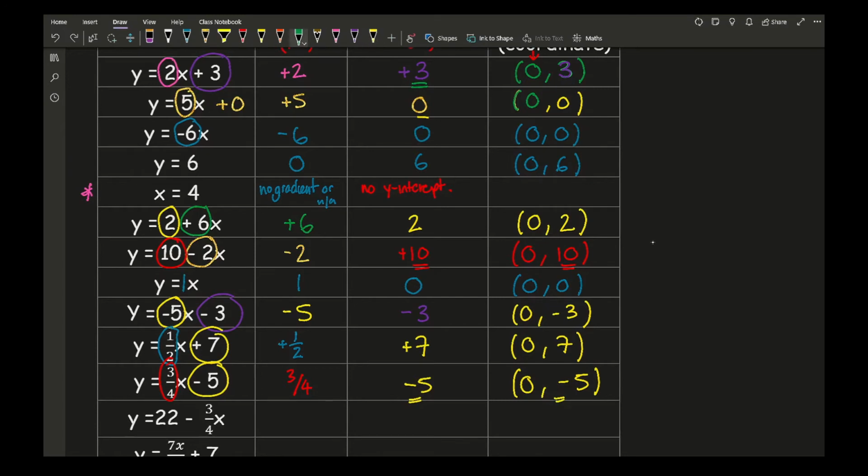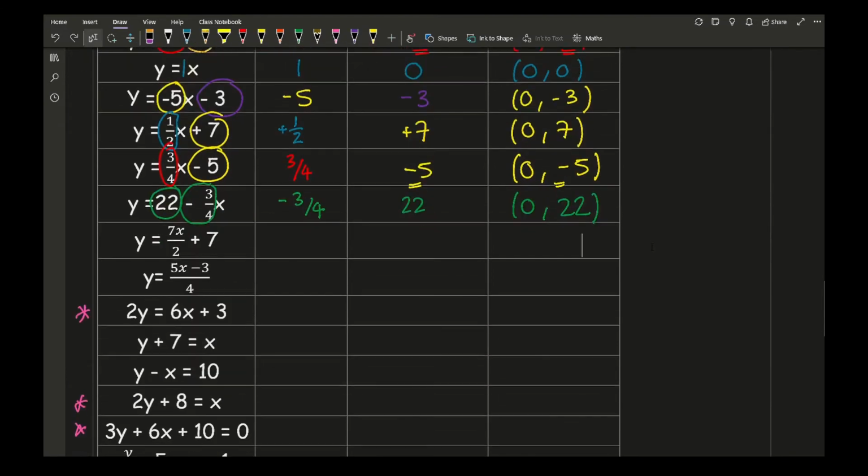Then moving on to the next one. Again, need to be careful because the gradient is the number of x's, not just the first number. So here it's going to be minus 3/4. And the y-intercept, pretty big one, which is 22. So therefore, writing that as a coordinate is going to be 0, 22.